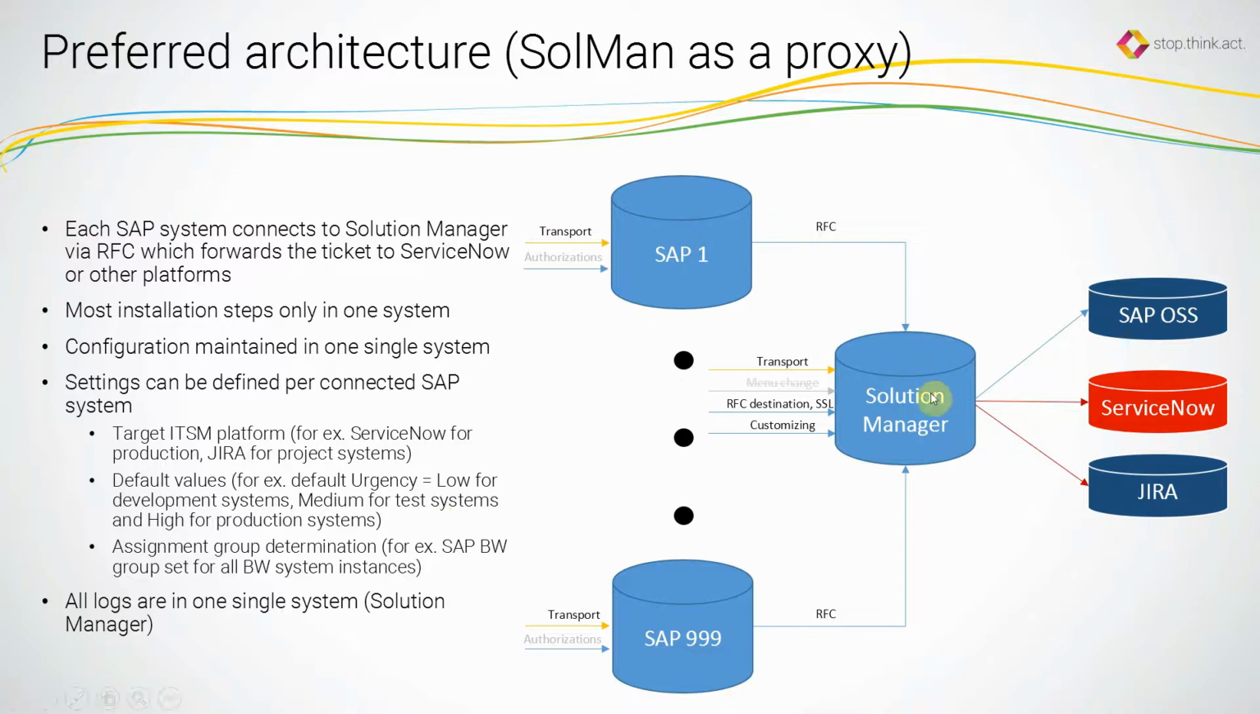The last advantage is that all the logs will be available in one system, so every ticket detail is saved to an SAP table, and you can build a report on that in Solution Manager. And finally, you can see here that tickets can be routed to the OSS, so you can have the tickets, which are enriched with a lot of details, sent to SAP, which is also a very good thing.